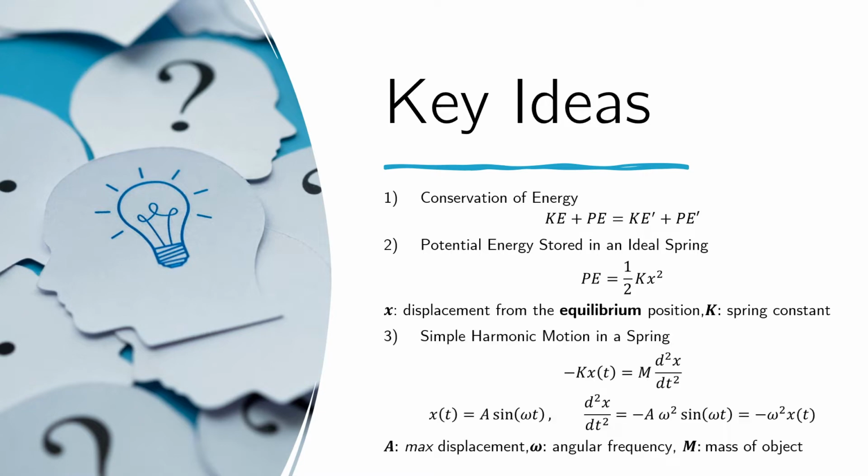We also make use of the idea of simple harmonic motion in a spring. And just to recap, this is the differential equation that describes the motion of a spring in simple harmonic motion. On this side is the force due to the spring. So this is from Hooke's law. It is just the negative of the spring constant times the displacement from the equilibrium position of the spring. And on this side, it's just the mass times the acceleration.